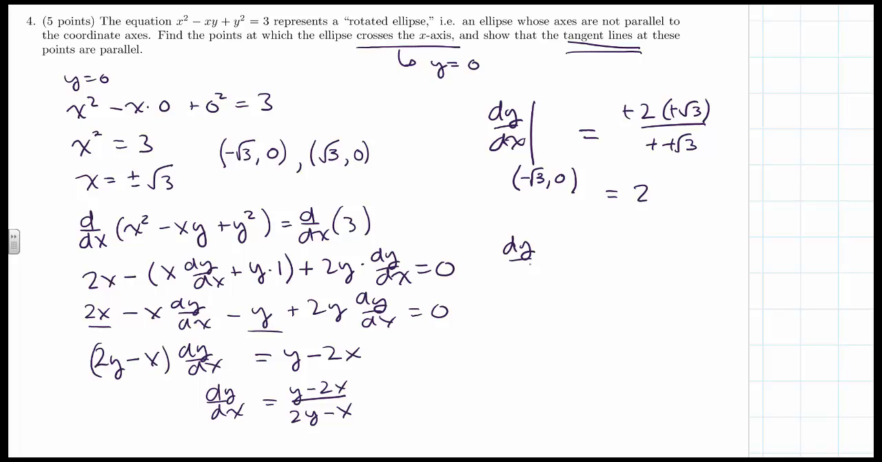What is the value of dy dx when we're at root 3 comma 0? That's going to be negative 2 times root 3 over negative root 3. Those cancel, leaving us 2. Because those two slopes are the same, the lines are parallel.